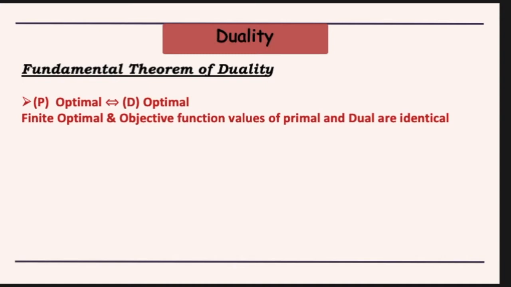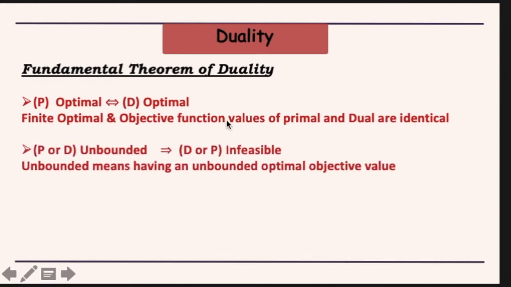Now here saying that it is optimal implies that there is a finite optimal solution, and the objective function values in this case of the primal and the dual would be identical. Now the second statement is, in case our primal or dual, either of them is unbounded, it would imply that the other problem, which is either the dual or the primal, is infeasible. Now here unboundedness means that we have an unbounded optimal objective function value.